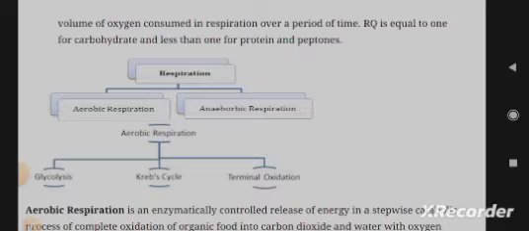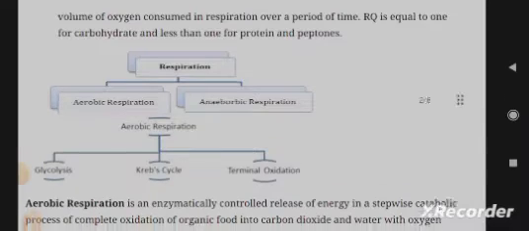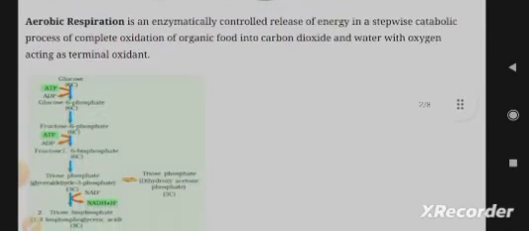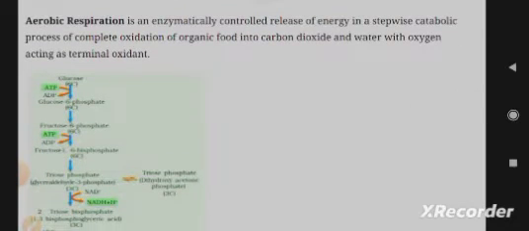Respiration: aerobic and anaerobic respiration. Aerobic respiration: glycolysis, Krebs cycle, terminal oxidation. Aerobic respiration is an enzymatically controlled release of energy in a stepwise catabolic process of complete oxidation of organic food into carbon dioxide and water with oxygen acting as terminal oxidant.